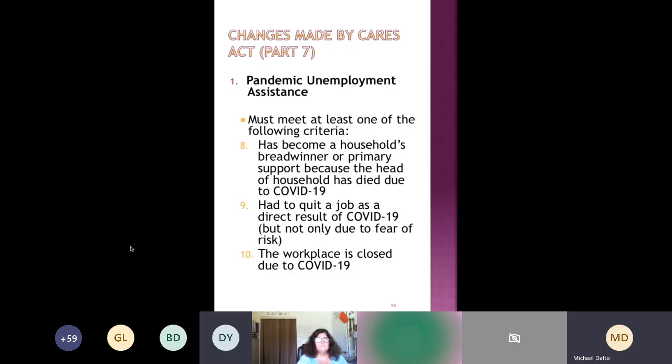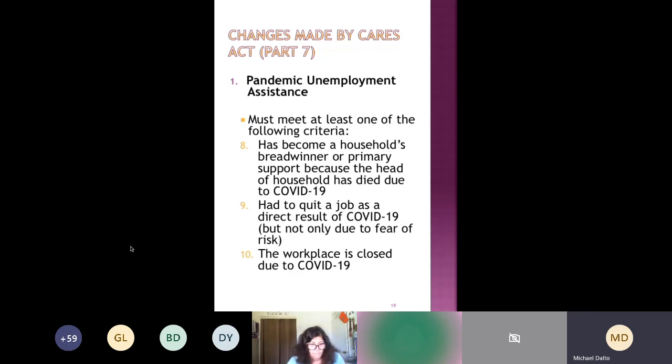Next question. This is from Jennifer. She says, if you are a hair salon owner, would this qualify for the pandemic assistance? The workplace is closed because of the city and state's stay-at-home order. I would say yes. That would be reason number 10. The workplace is closed due to COVID-19. And if you were unemployed, partially unemployed, or unable or unavailable to work for that reason, then you could potentially qualify for pandemic unemployment assistance. And if you were the self-employed salon owner, although you wouldn't qualify for regular unemployment insurance as a self-employed person, you could still get pandemic unemployment assistance.